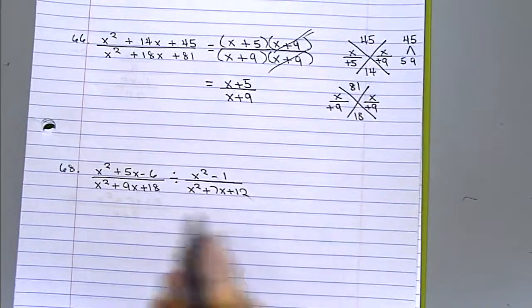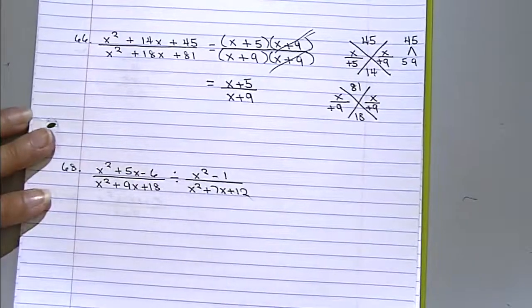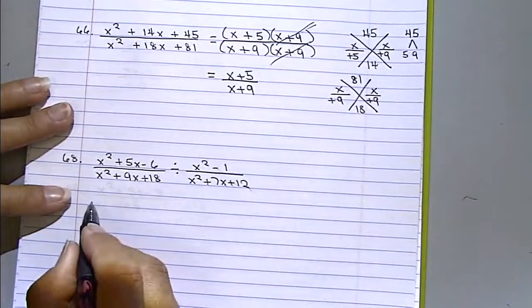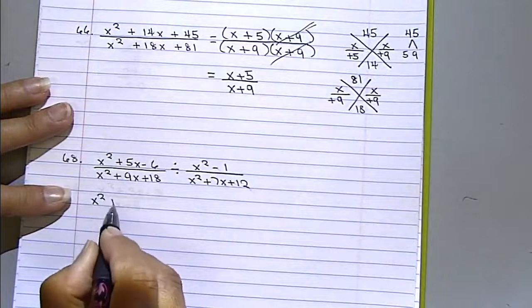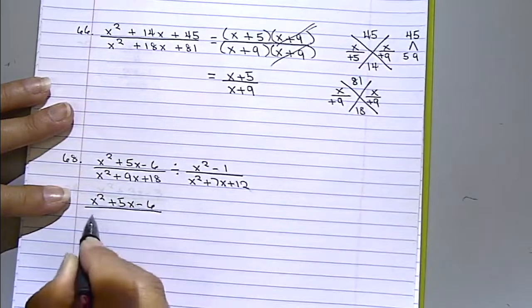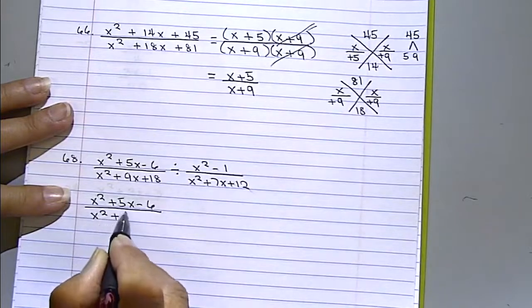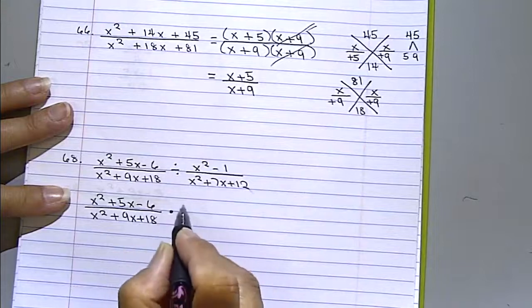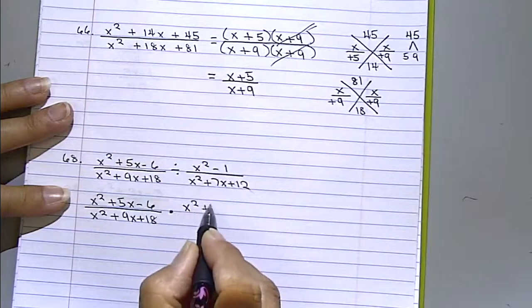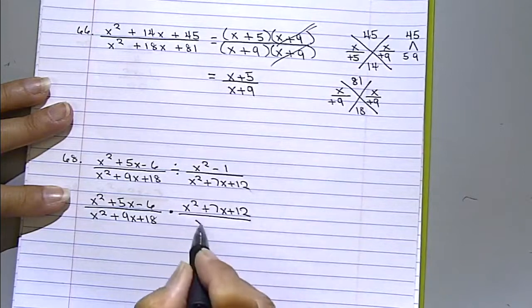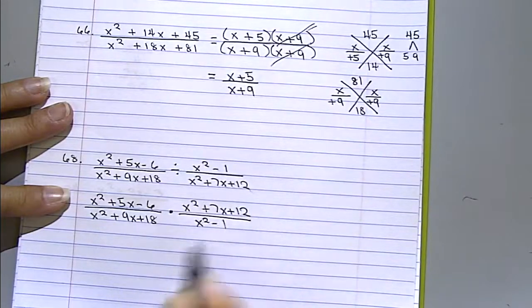Let's do 68 though. It's really division of fractions. So before you do anything, you fix it to multiplication of the reciprocal, okay? The first one stays the same. We change it to multiplication and we flip the second one. And now we're going to start factoring everything we know about factoring.